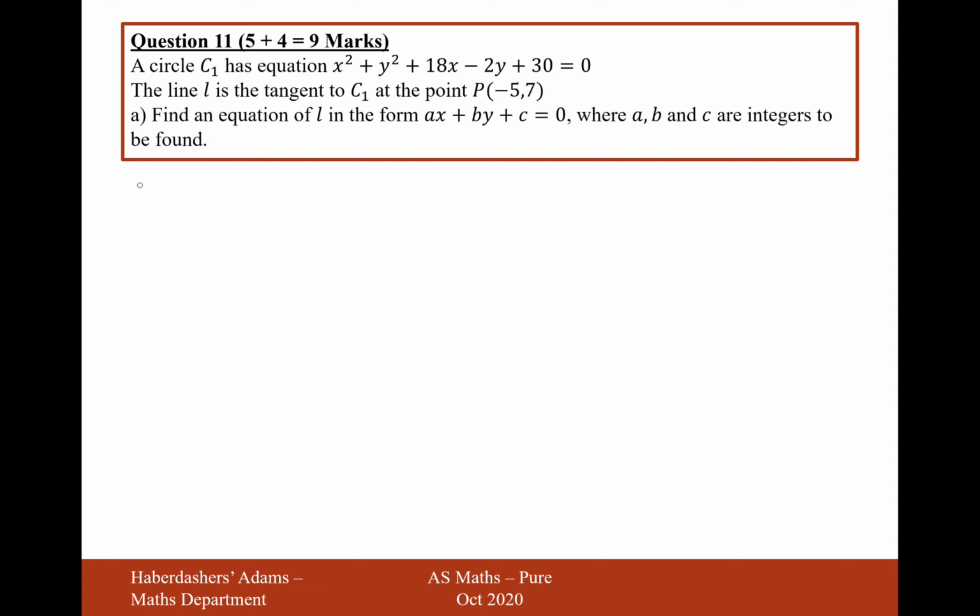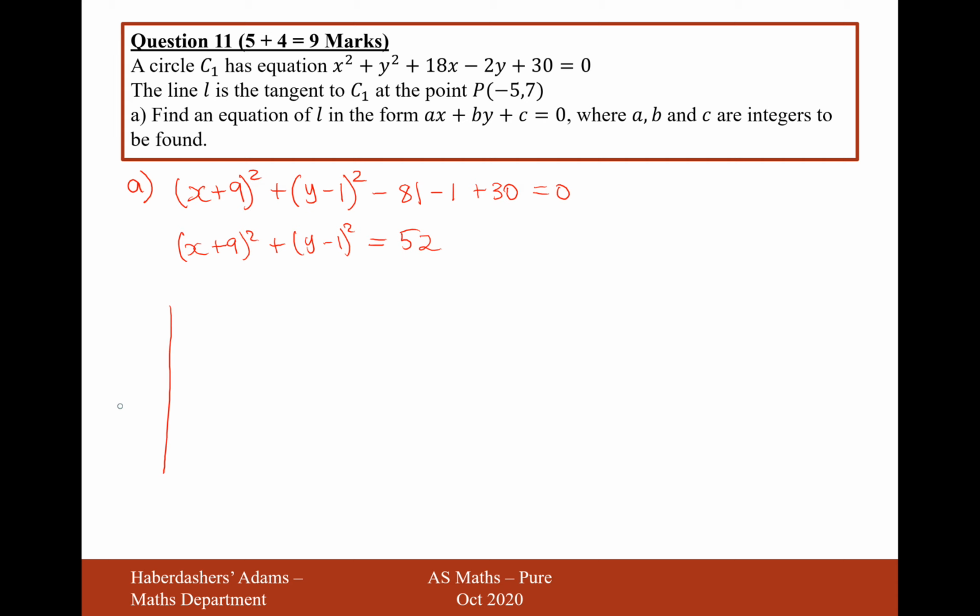Okay, so first of all, I'll complete the square on this. So (x plus 9) squared plus (y minus 1) squared. I'm going to have to subtract 81 and subtract 1, but then we've got the plus 30 here. Let's move all of that onto the other side. So (x plus 9) squared plus (y minus 1) squared equals minus 82 plus 30, minus 52, so it's going to be 52 there.